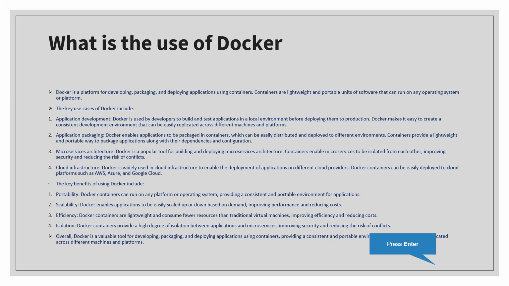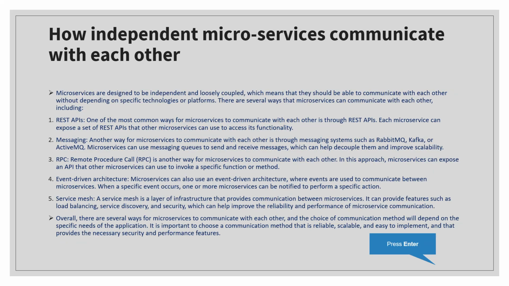Fourth one is isolation. Docker containers provide a high degree of isolation between applications and microservices, improving security and reducing the risk of conflict. Overall, Docker is a valuable tool for developing, packaging, and deploying applications using containers, providing a consistent and portable environment that can be easily replicated across different machines and platforms. How do independent microservices communicate with each other?